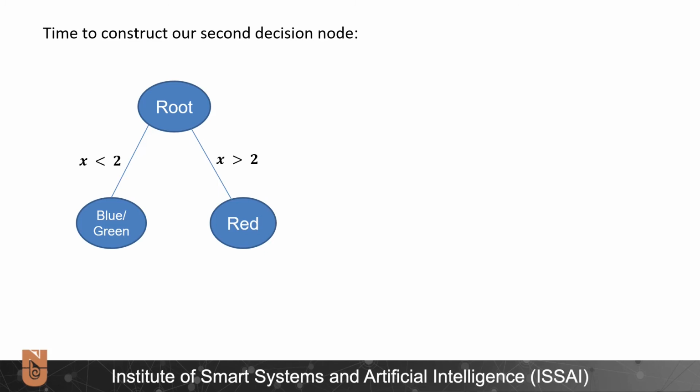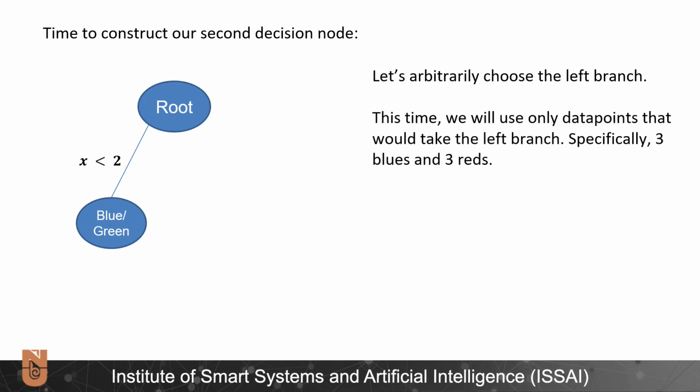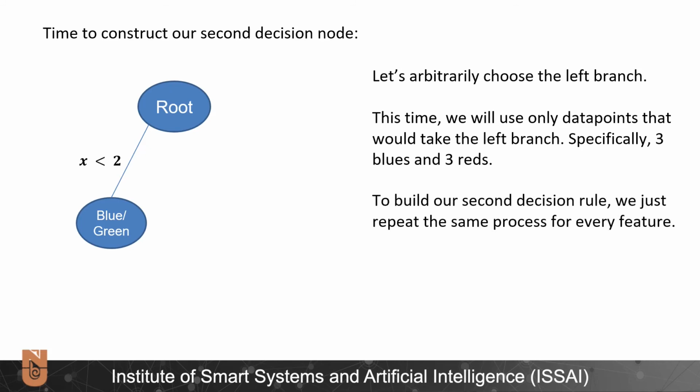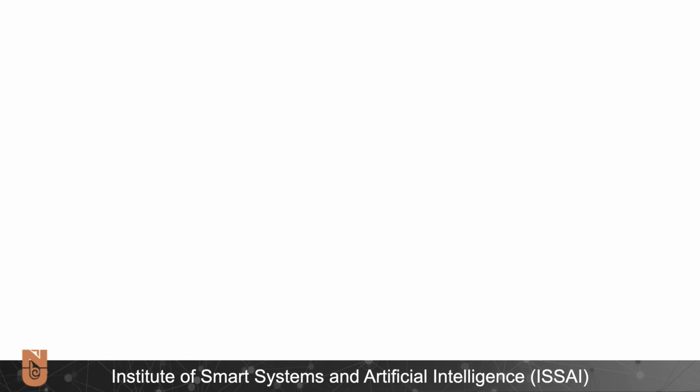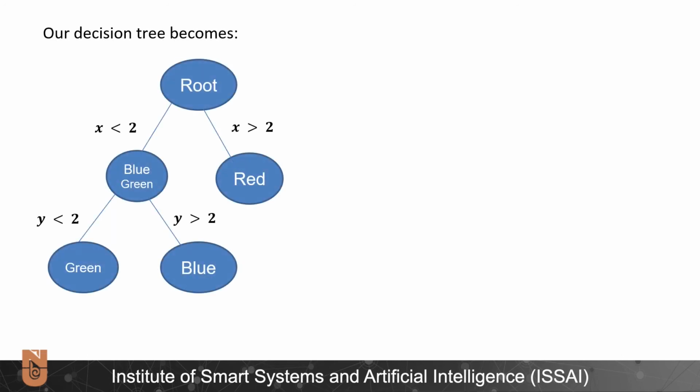After constructing the root node, it is time to construct our second decision node. Let's arbitrarily choose the left branch. This time, we'll use only the data points that would take the left branch, specifically 3 blues and 3 reds. To build our second decision rule, we just repeat the same process for every feature. If we try every possible split, we find that the best possible split is at y equal to 2. Our decision tree will look like this, with the second split at y is equal to 2.